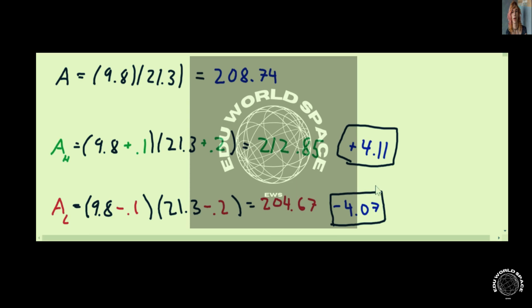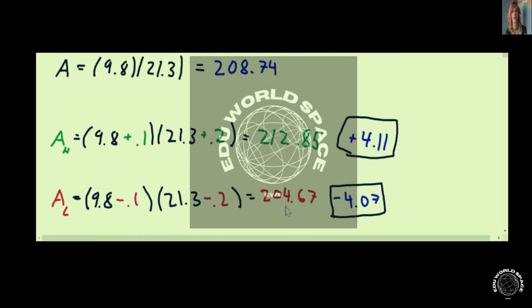So we're going to compare these and look at the absolute value of each. When we do that, we'll see that the high extra of 4.11 is more than the 4.07. So this is going to be our total amount of uncertainty, because with the original uncertainty, it could be anywhere from 204.67 to 212.85, and 4.11 will cover the second half here.